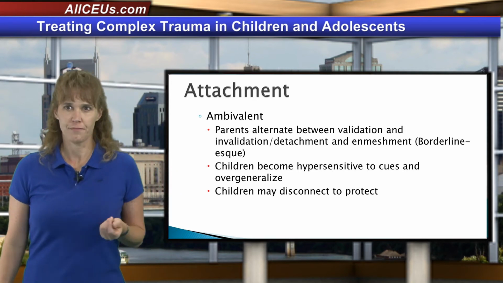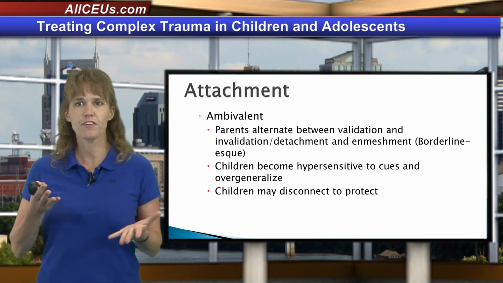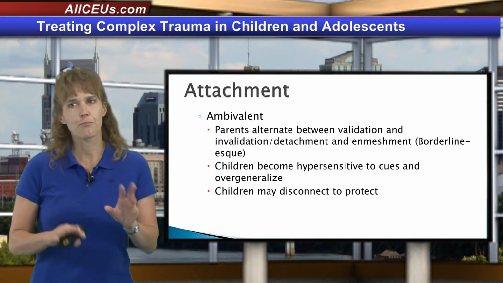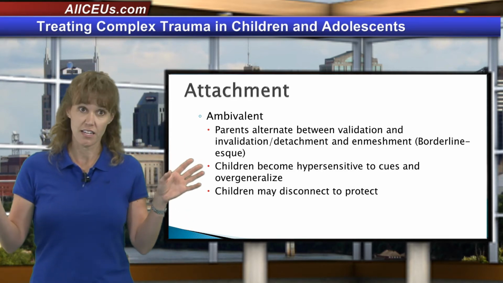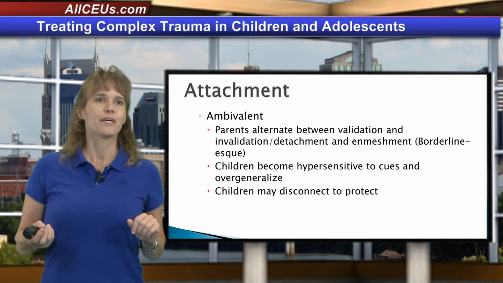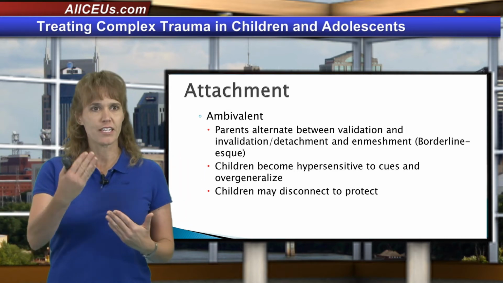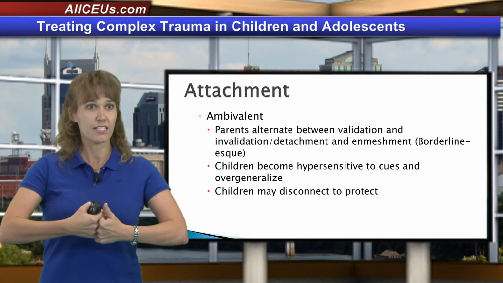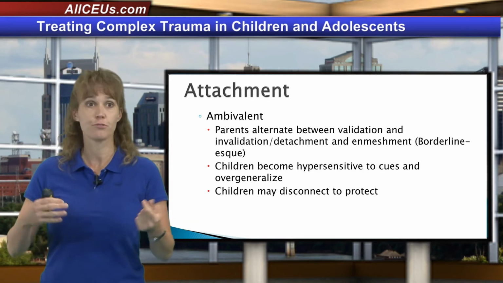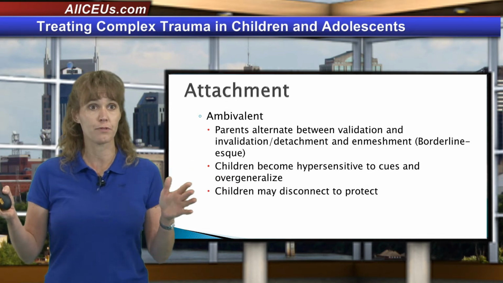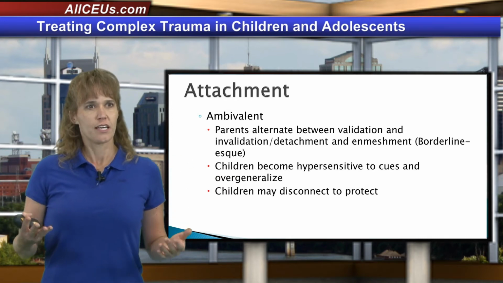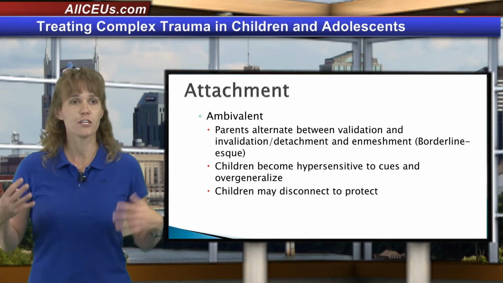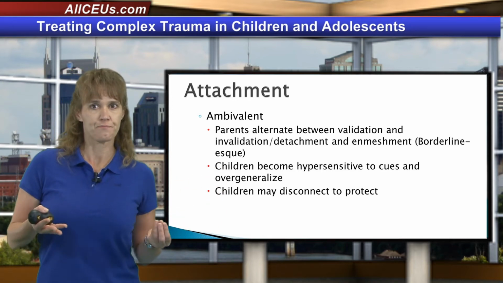Ambivalent children, their parents alternate between validation and invalidation, detachment and enmeshment. And I put in here borderline-esque, and it's not in the best practice or the white paper, but it's the best way I know how to describe it to people who work with parents who have this sort of turn on a dime, don't know whether Jekyll or Hyde is going to show up situation going on. And it's not that they want to. Again, the parents are often emotionally encumbered themselves.